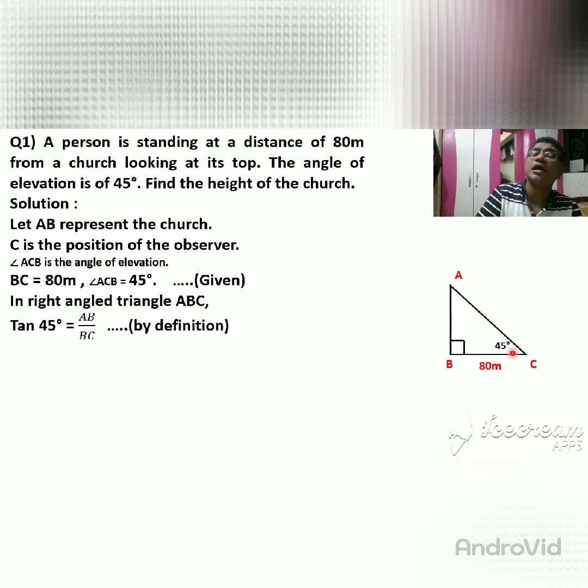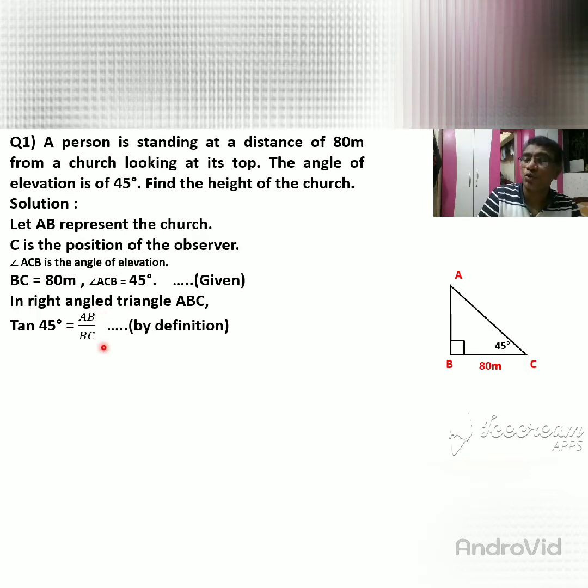Tan means OA. OA means opposite divided by adjacent. So for the 45 degree angle, the opposite is AB, and adjacent means BC. So here is AB upon BC.